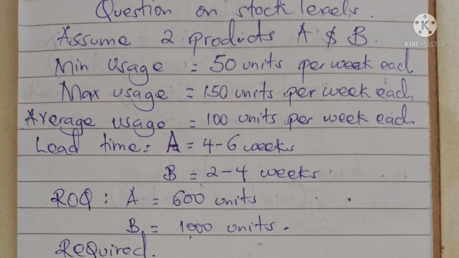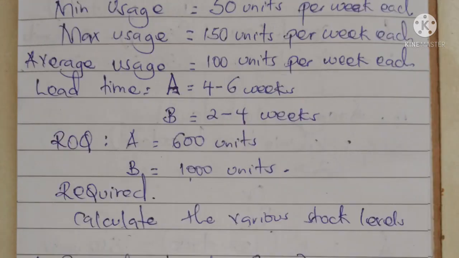And then the reorder quantity or the economic order quantity for product A is 600 units, and then for product B it's 1000 units. Then required, they want us to calculate for the various stock levels, and we have 4 main stock levels. That is the reorder level, the minimum stock level, maximum stock level, and then the average stock level. So we are going to calculate for them one by one.